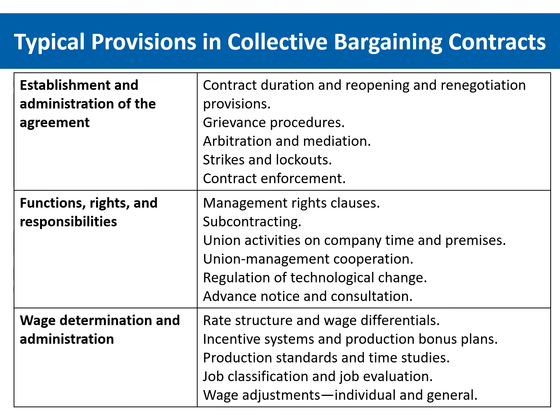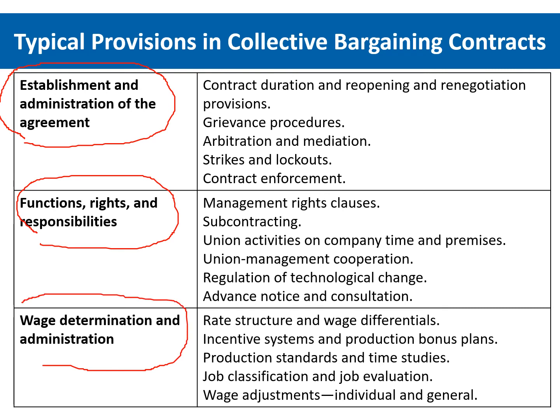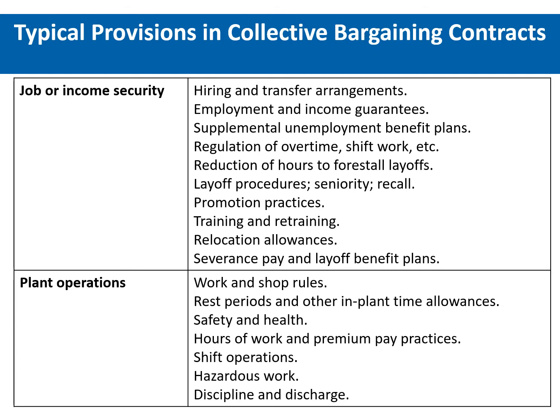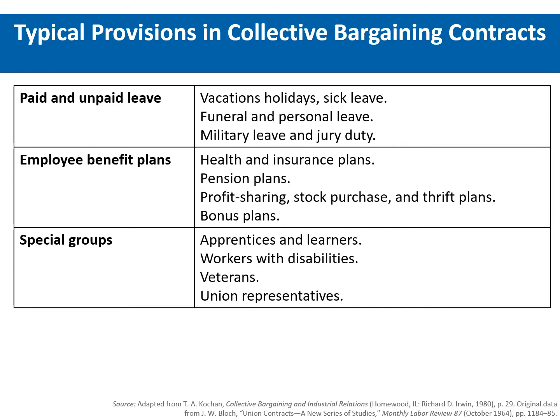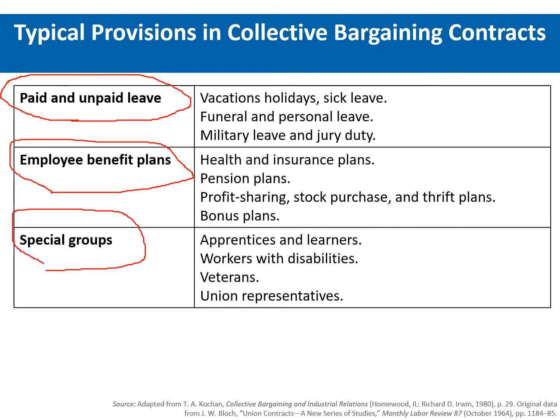Some typical provisions in a collectively bargained contract include establishment and administration of the agreement, functions, rights, and responsibilities, and wage determination and administration. Provisions also include sections on job or income security and plant operations. Finally, collectively bargained contracts typically also incorporate paid and unpaid leave, employee benefit plans, and sections on special groups.